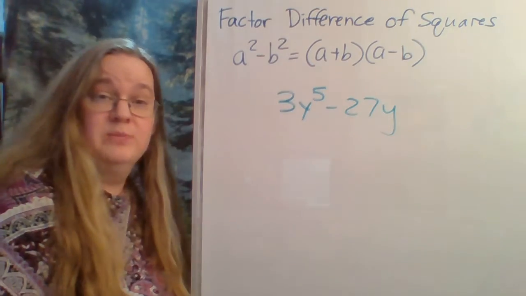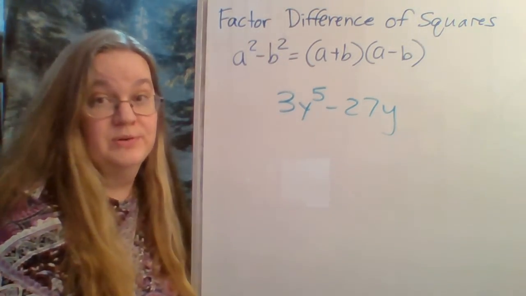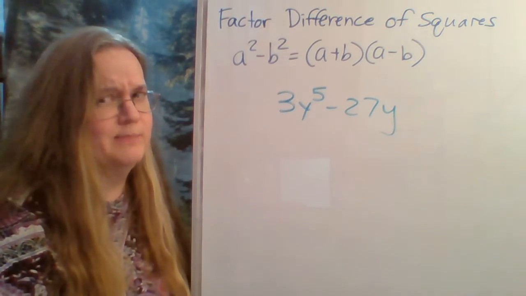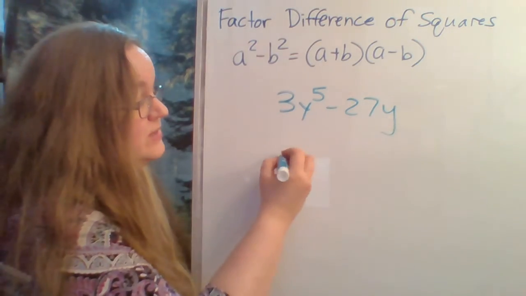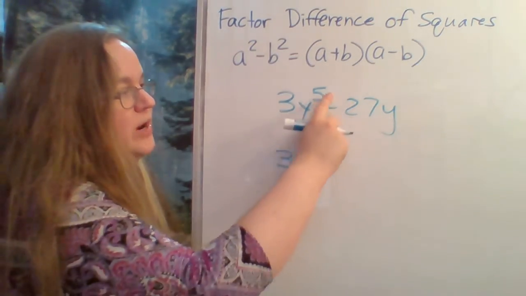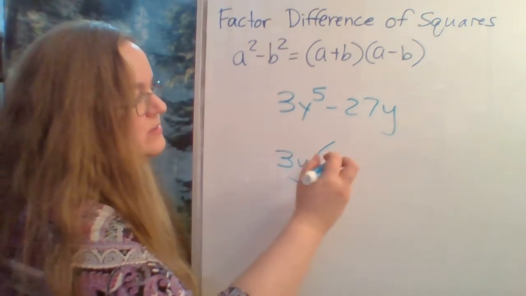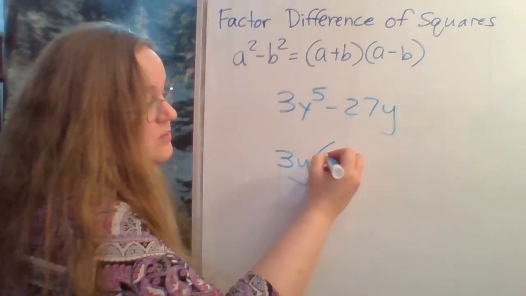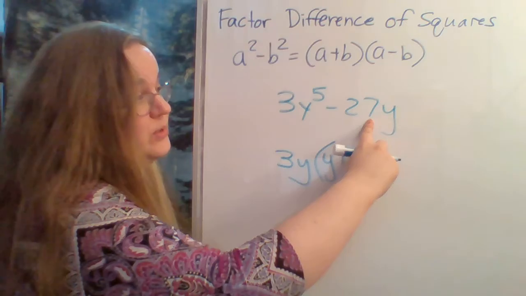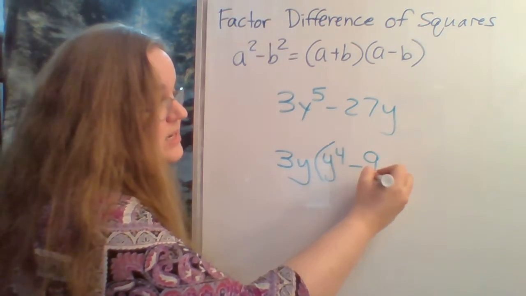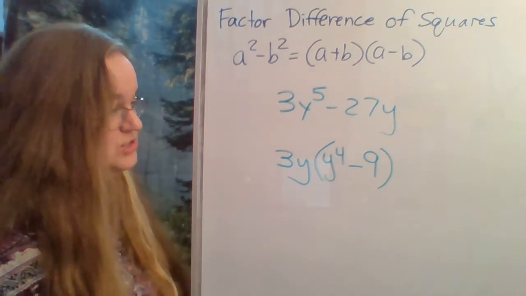So if I look at this problem, the first thing you should notice is I don't have perfect squares. That should be a clue to you that maybe you need to factor out the GCF. So between 3 and 27, 3 goes into both of them, and with y to the fifth and y, you can remove y. 3 divided by 3 is 1, and y to the fifth divided by y is y to the fourth, minus, and 3 goes into 27 9 times, and y divided by y is 1, and 1 times anything is anything, so it's just 9.